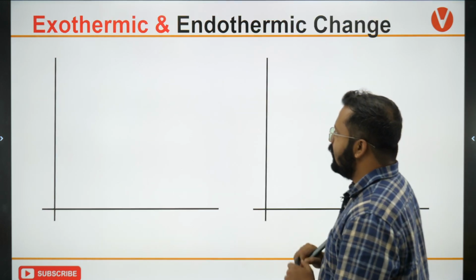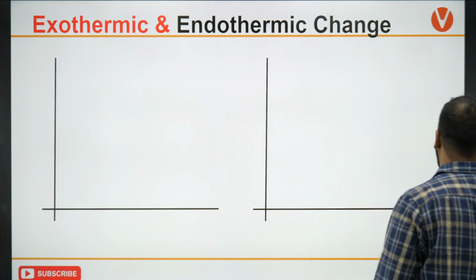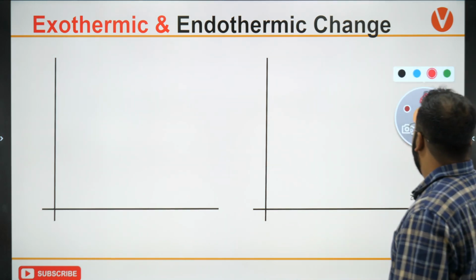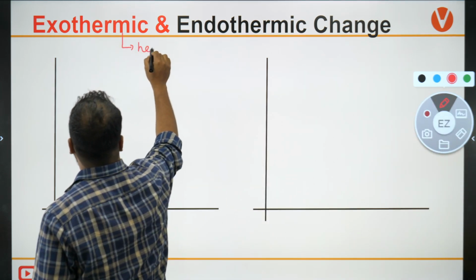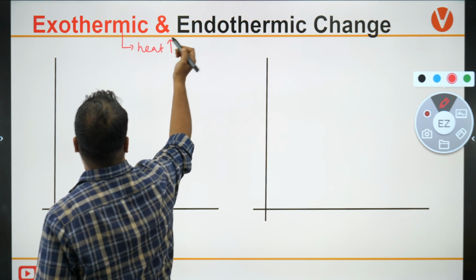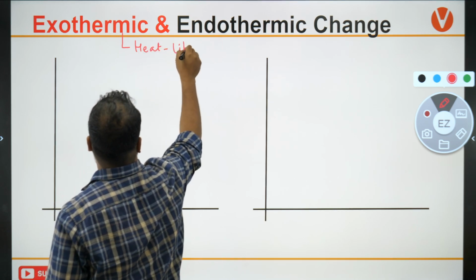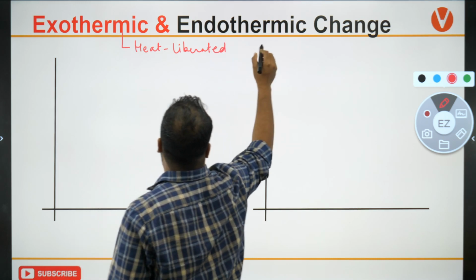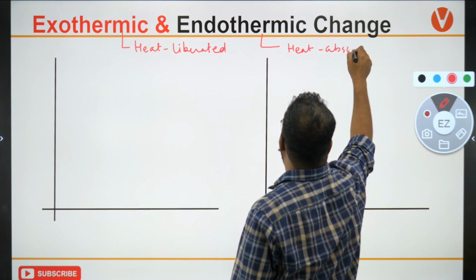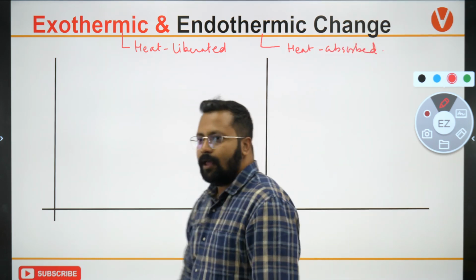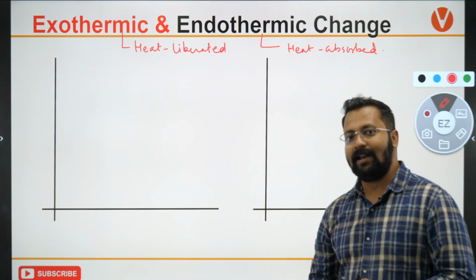Okay. Now let's talk about exothermic and endothermic change. Exothermic change and endothermic change होता क्या है? Exothermic change is one in which heat is given out, or I can say liberated. And endothermic means heat absorbed. Bond breaking processes are endothermic. Bond formation processes are exothermic.